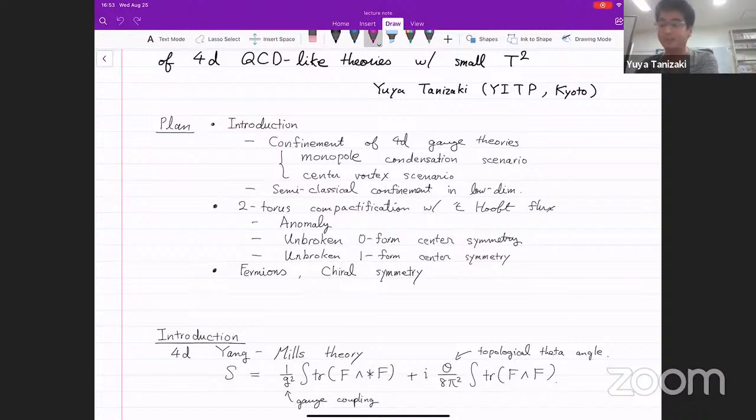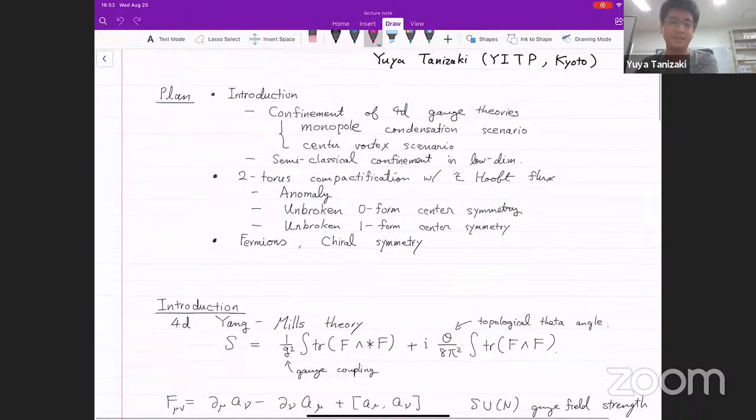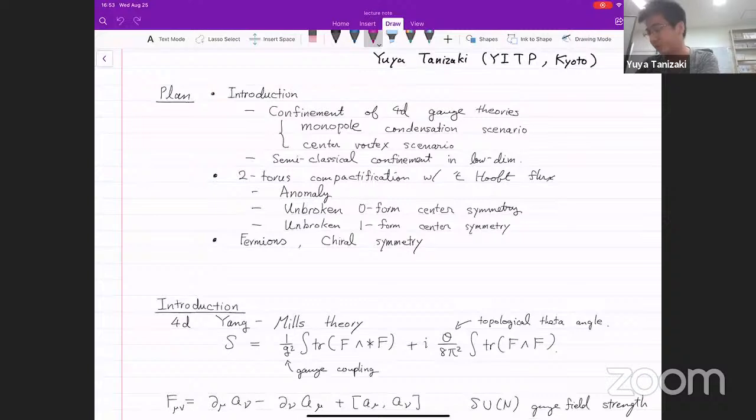After that, I want to propose that the center vortex scenario can also be a good candidate for a semi-classical description of confinement if we perform two-torus compactification with 't Hooft flux inserted. In the main part, I want to argue that this two-torus compactification with 't Hooft flux has very nice properties: the zero-form center symmetry and the one-form center symmetry are both unbroken.